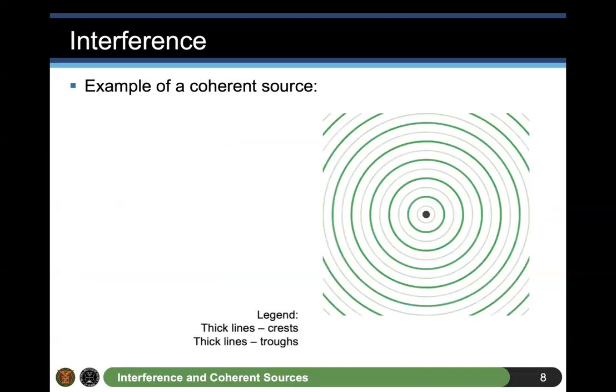So some examples of coherent source is this. Okay, so meron tayong single coherent source, yung black dot in the center. And it produces these ripples or waves across the medium. Okay. Where the thick lines represents the crests, ng mga thicker green lines. And yung thin lines naman is yung troughs. Okay, thin lines naman itong troughs.